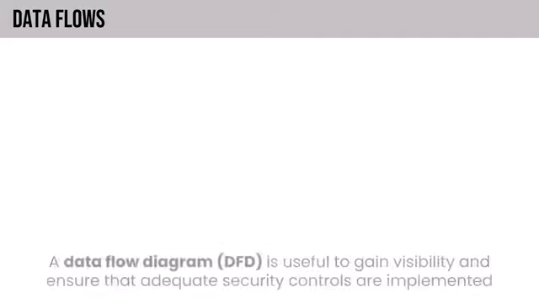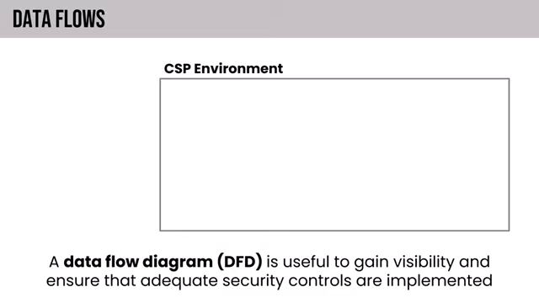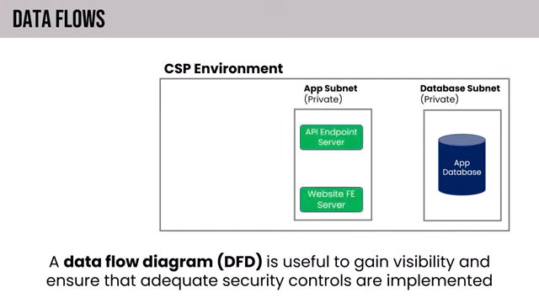So, data flows. Let's take a look at a data flow diagram, which is useful to gain visibility to ensure that adequate security controls are implemented throughout our cloud infrastructure. So for example, in our CSP environment, this may be Azure, AWS, Google Cloud Platform, we may implement a database subnet, which would typically be private, an app subnet, also often private. So by private, I mean not directly accessible from the internet.